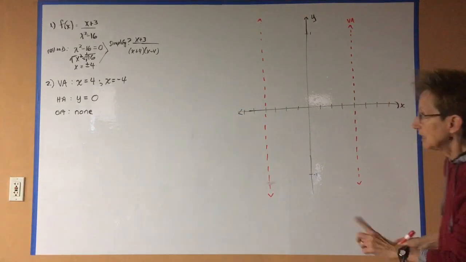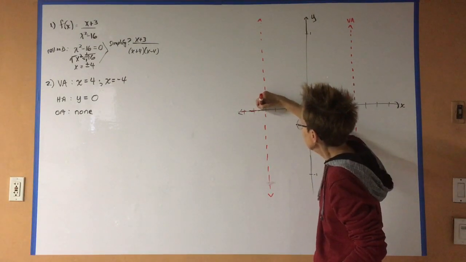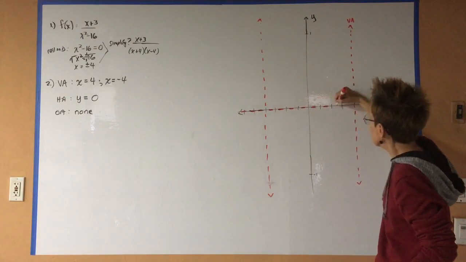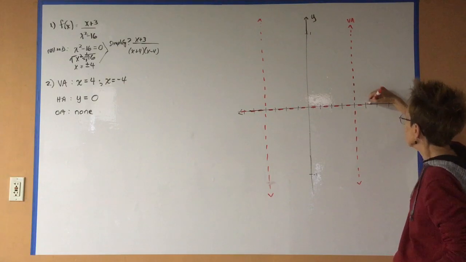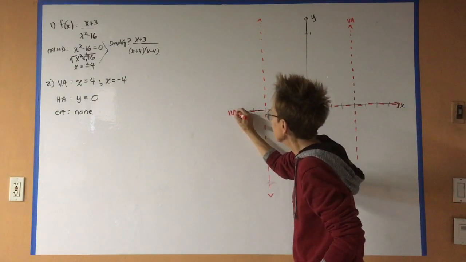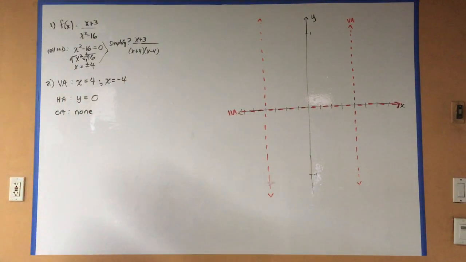And then my horizontal asymptote is y equals 0, which is the x-axis. So this is where the highlighter comes in handy, because you can just highlight a dotted line over it and have it show up nicely. So this is my HA. So I have 2 VAs and 1 HA, splitting my graph up into a bunch of different pieces. So that's step 2 taken care of.